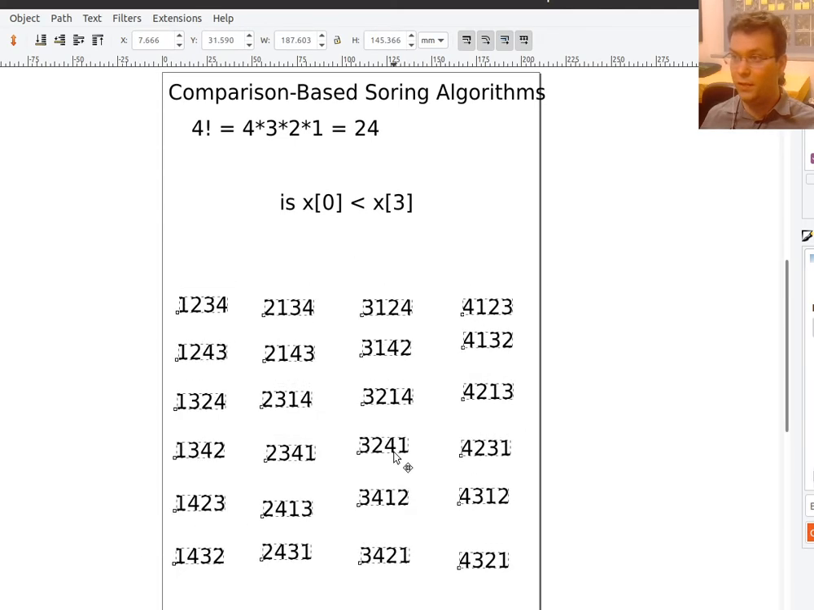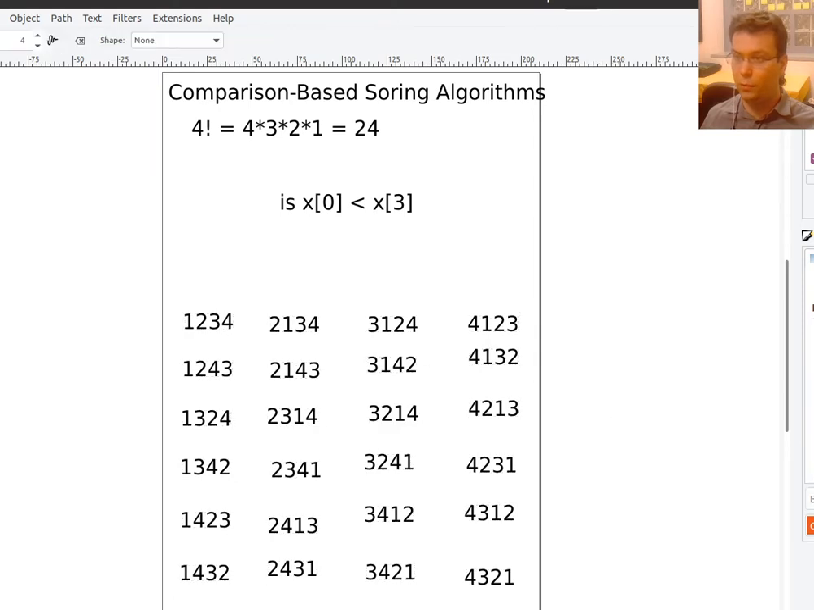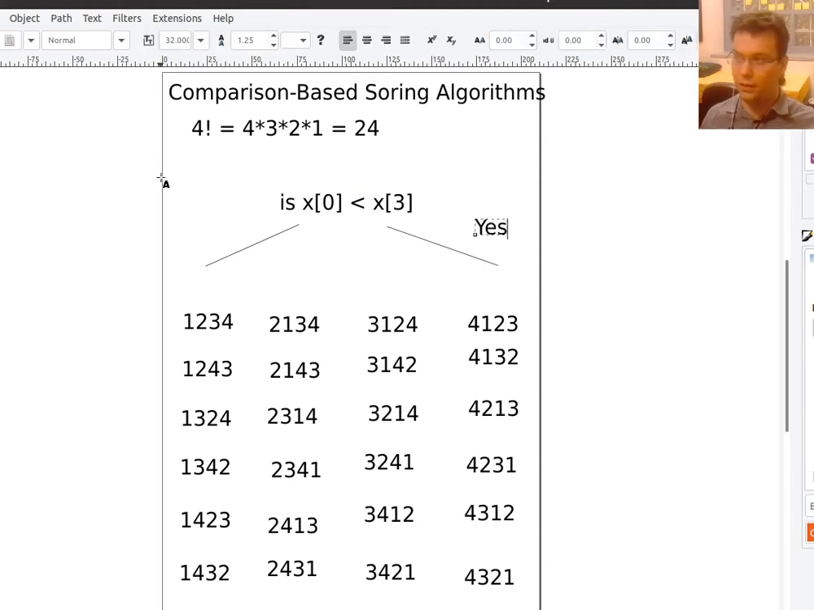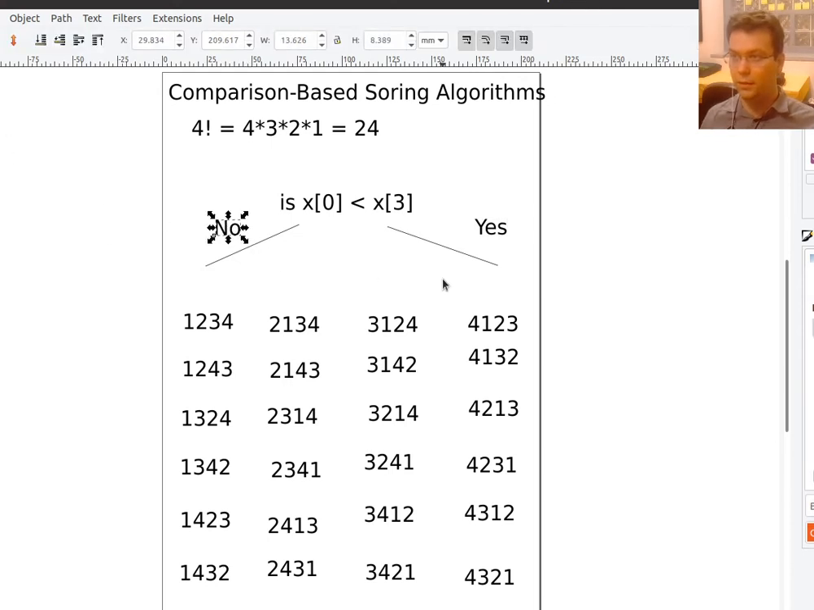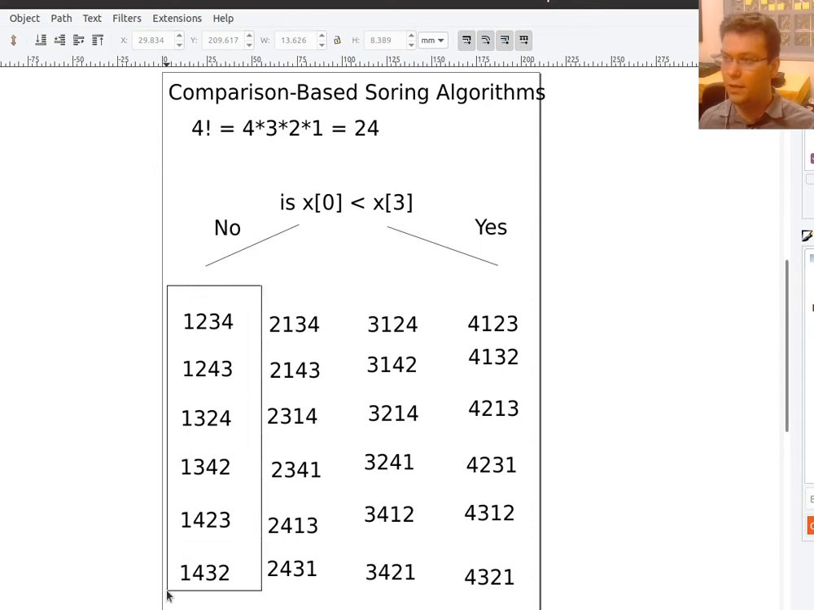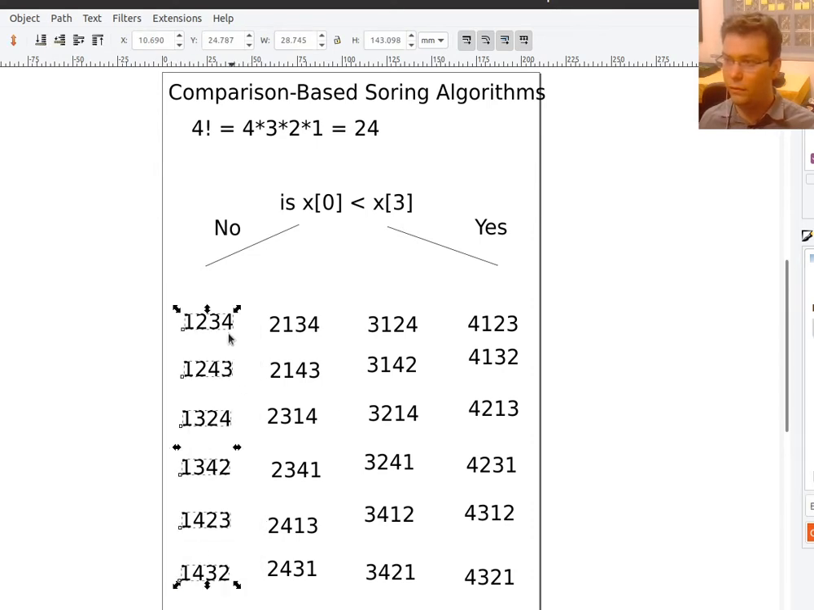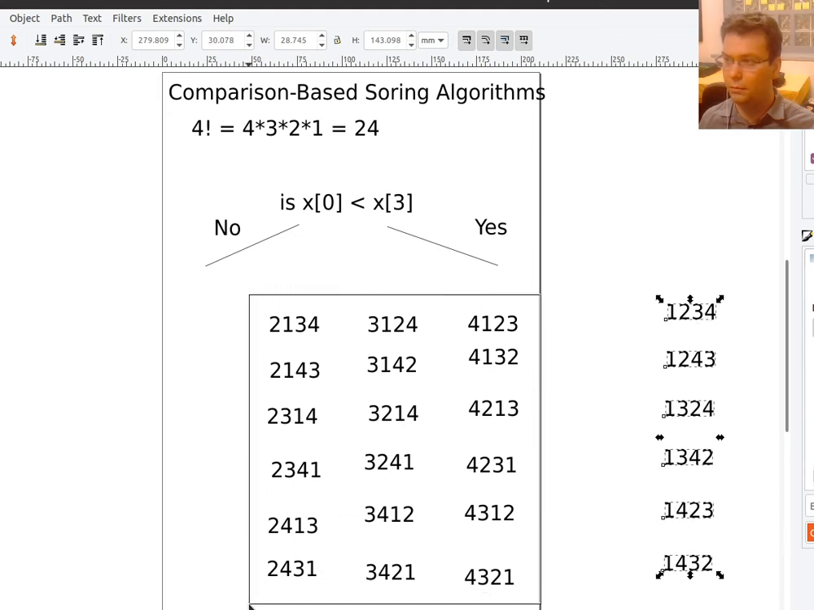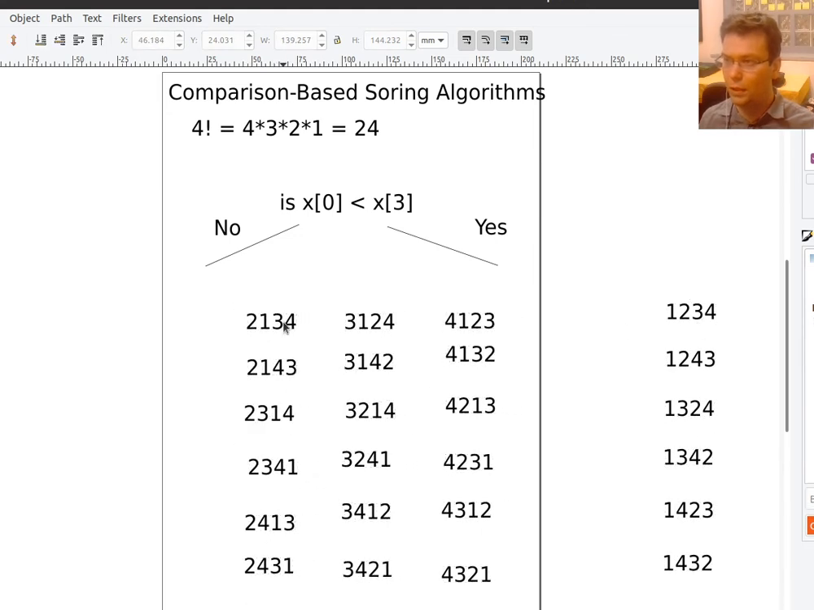Based on the answer to this question, I will branch out in one of two directions. It's either true, and I go to the right, or it's false, and I go to the left. So let me try to break these down into those cases. Okay. So x0 is less than x3. That's certainly true for all of these. It's true for this one, this one, this one, this one. No, not for that one. Okay. So let me just try to get all the yeses first.